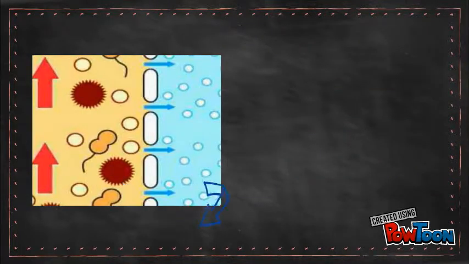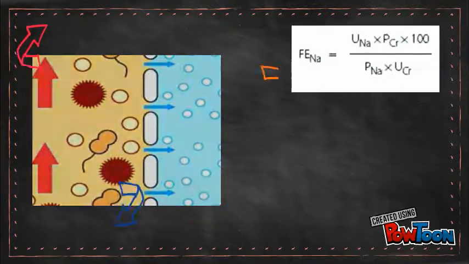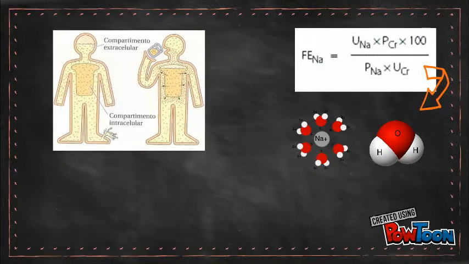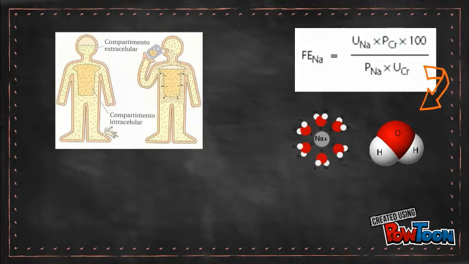This decrease in filtration is compensated by the increase in ultrafiltration pressure, which occurs because the oncotic pressure decreases, with subsequent decrease of the excreted sodium fraction, and thus both sodium and water expand the volume of extracellular fluid, resulting in hypertension.